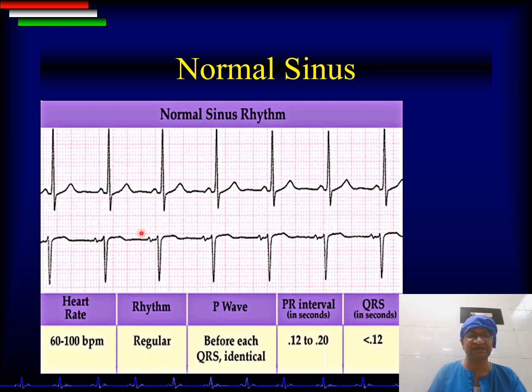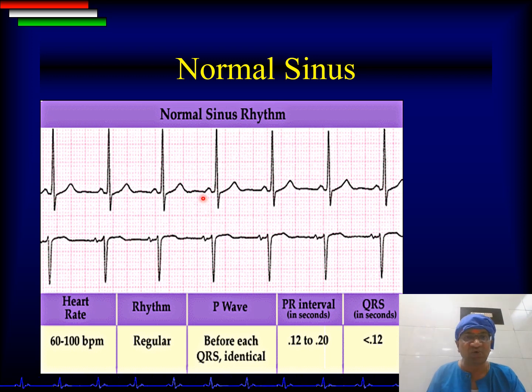So this is normal sinus rhythm, 60 to 100. 1, 2, 3, 4 is there. 300 divided by 4 is 75. The normal sinus rhythm is regular, because this RR interval is regular. And there is a P wave before each QRS complex. And the PR interval is from the start of P to the start of the QRS complex. This is 0.12 to 0.2.